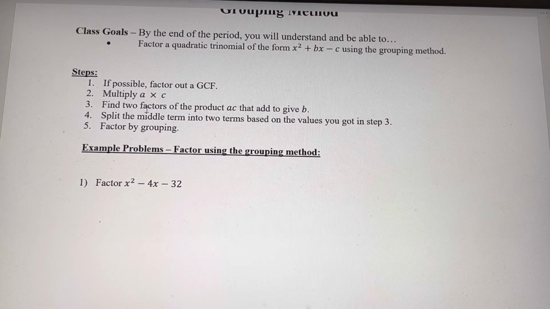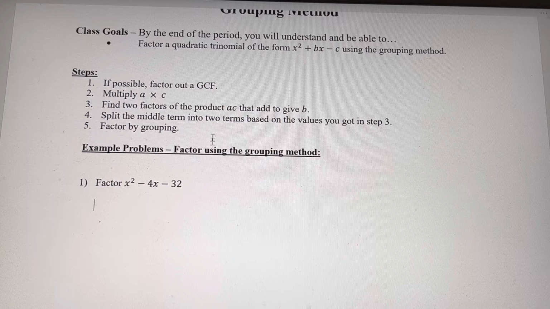It always works. Again, the steps: if possible, factor out a GCF. It's always going to be your first step when you're factoring, to look for a greatest common factor. Once that's done, these are really the steps for grouping. We're going to multiply a times c. Remember, when we're in standard form, a is the coefficient of x squared, and c is the constant. So we're going to multiply a times c.